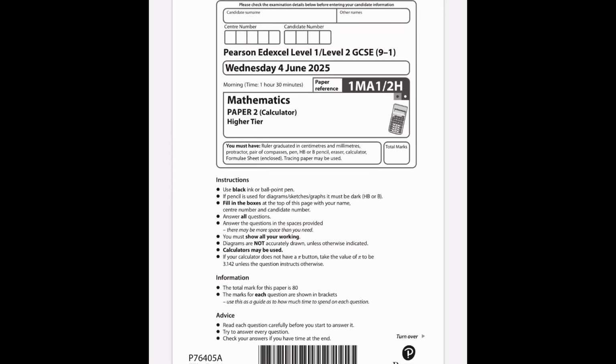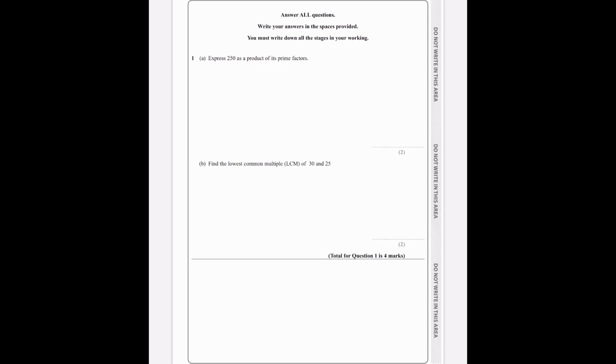Okay, welcome to the June 2025 Edexcel GCSE paper 2, the higher tier paper. This is a calculator paper, unlike paper 1.